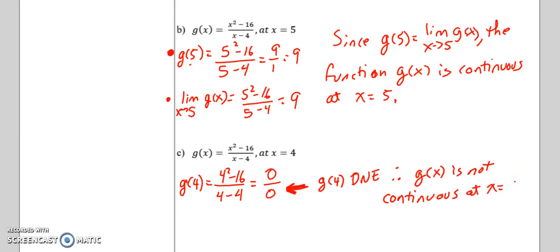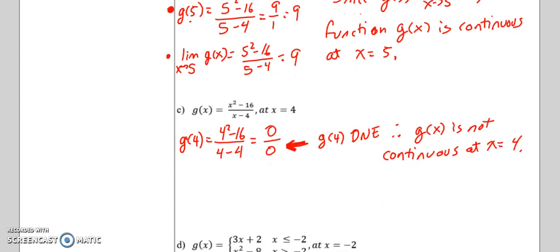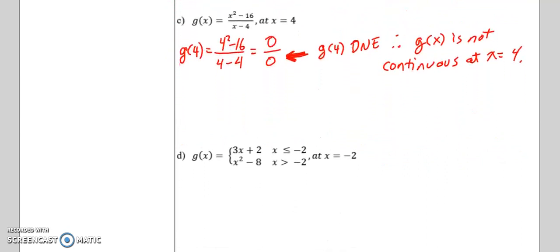at x equal 4. Now, functions can be continuous everywhere else, like this one is, except for here. Now, to tie in, think about what the domain of this function would be. This rational function turns out to be continuous everywhere on its domain. 4 is not in the domain. Okay? How about B?